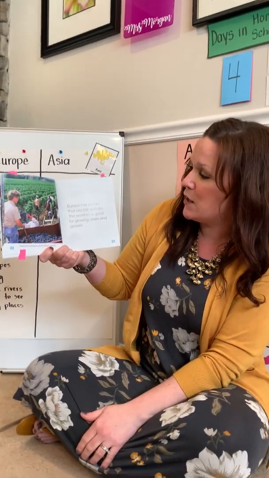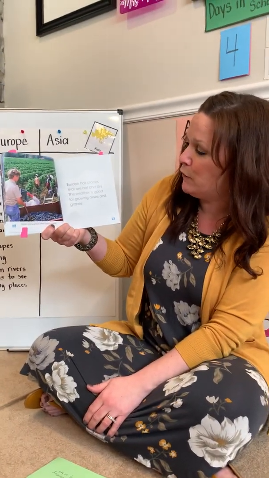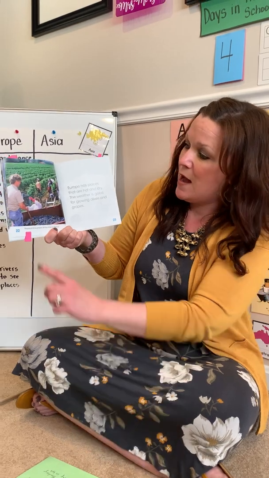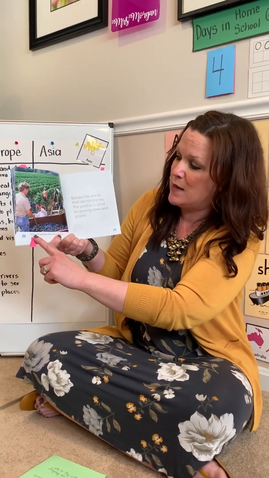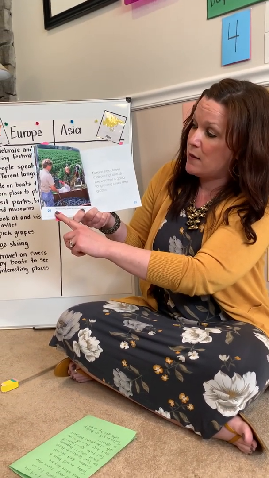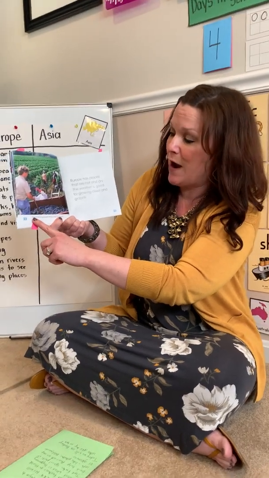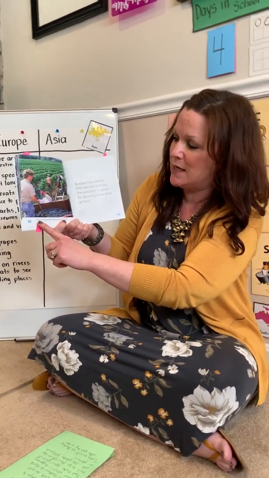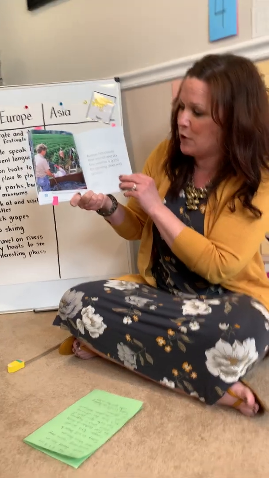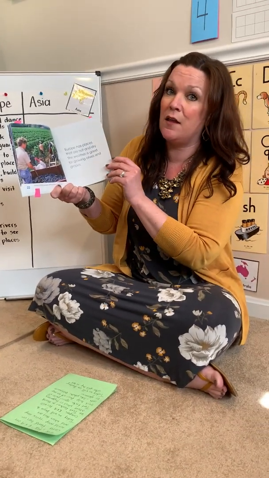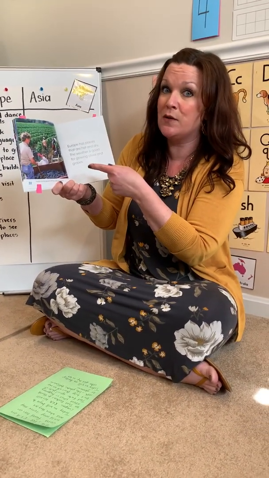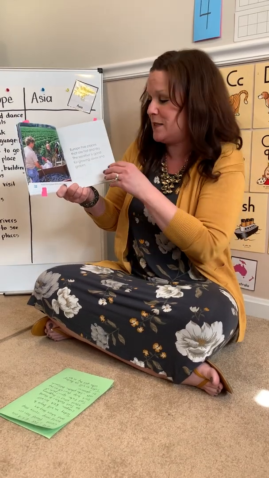Europe has places that are hot and dry. The weather is good for growing olives and grapes. I put a little sticky note here, friends, because underneath the photograph is a caption, and in the caption it says people. People are picking grapes off the vines in France. Another repeated word. What do people do there that's interesting? They pick grapes.